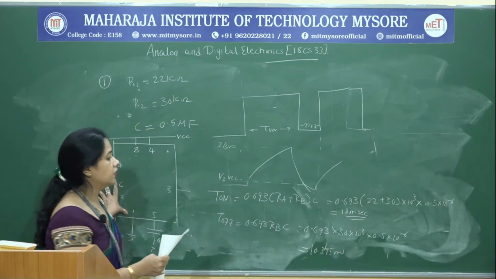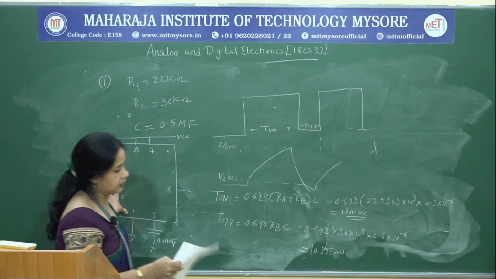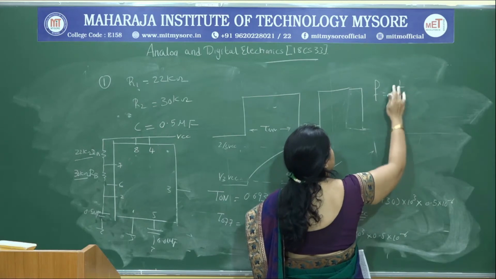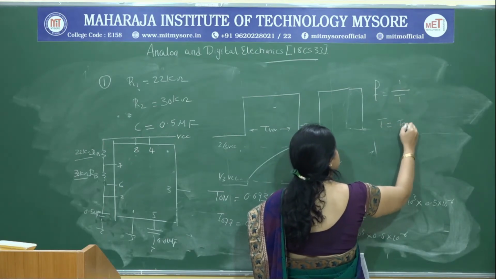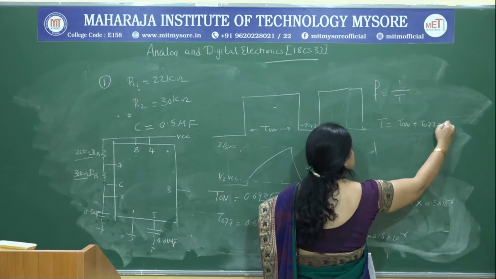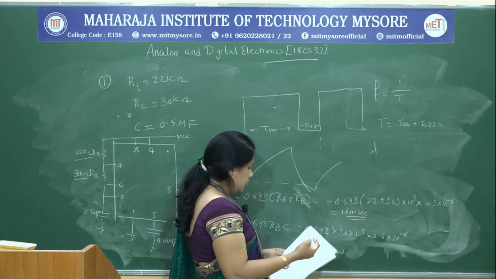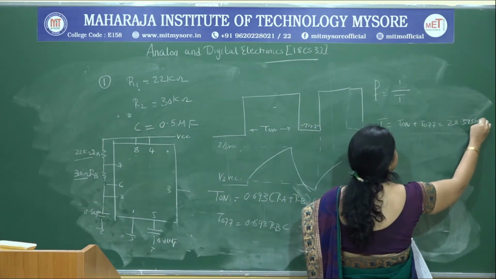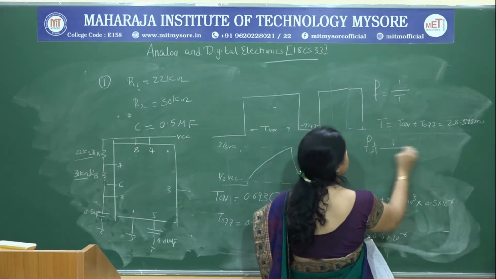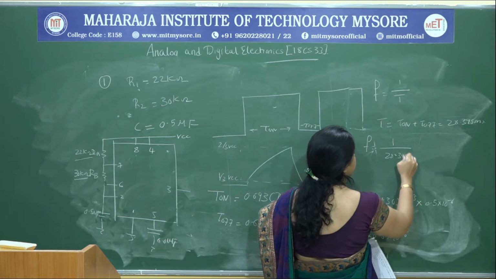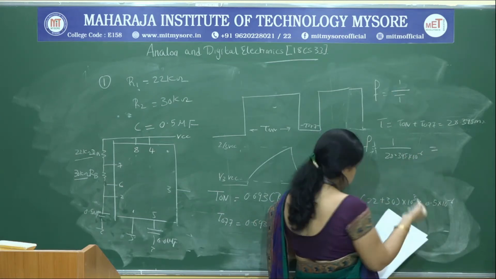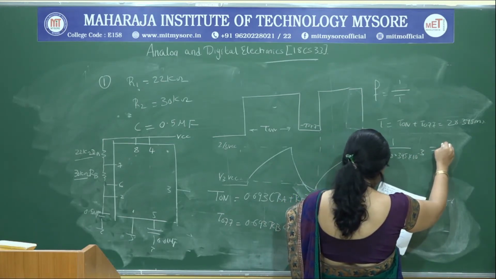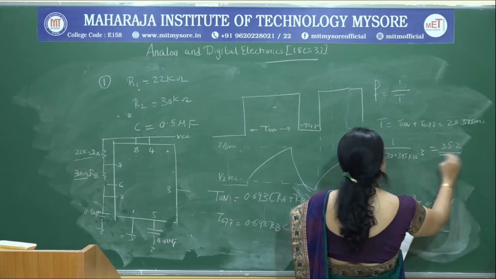And you are also asked to find the duty cycle and frequency. So, frequency is what? 1 by T, and the total time period is T on plus T off, which is 18 plus 10.395, which is 28.395 milliseconds. Substitute here, F is 1 by 28.395 into 10 power minus 3 seconds. So, it is 35.2 hertz.